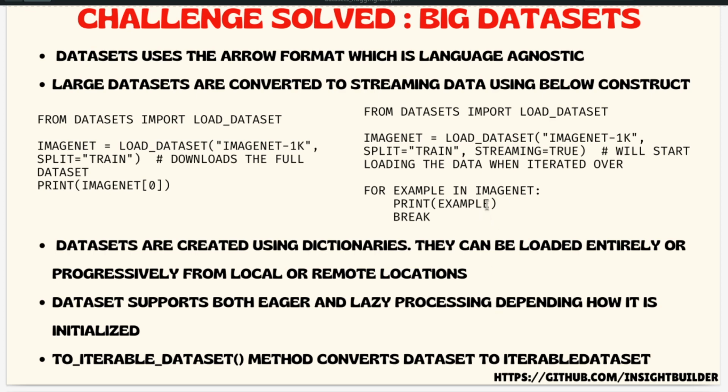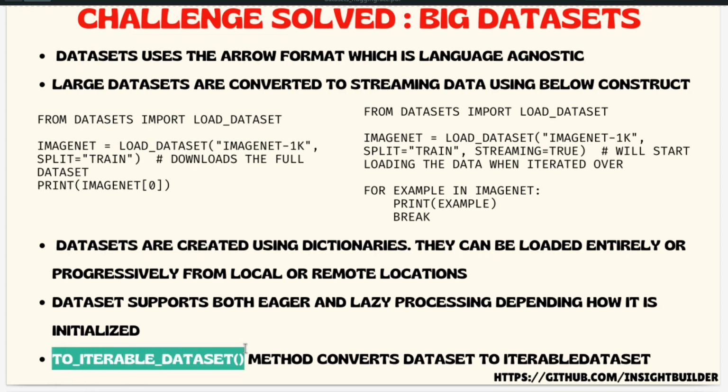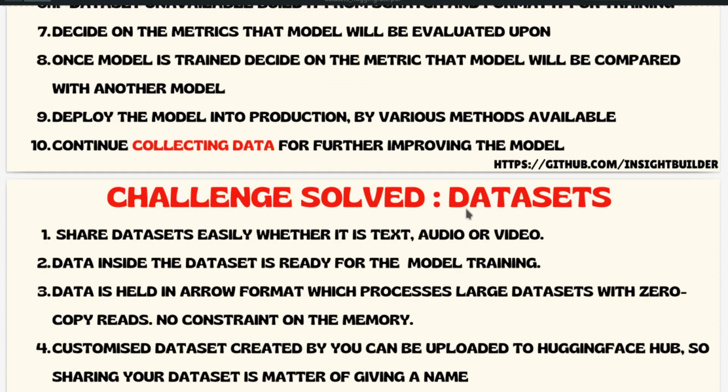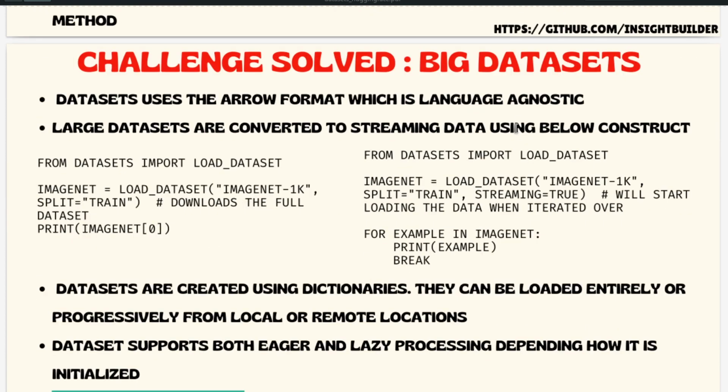We will be seeing a couple of examples of such datasets also, so stay tuned for that. In order to convert a regular dataset to an iterable dataset, there is a method called toIterable dataset. The HuggingFace developer team has thought out all the challenges that an NLP, machine learning or artificial intelligence engineer might face, and they've created the constructs, Python primitives, and the respective methods to make life easy. So these are the challenges that the dataset solves and how big datasets are handled by the HuggingFace datasets.